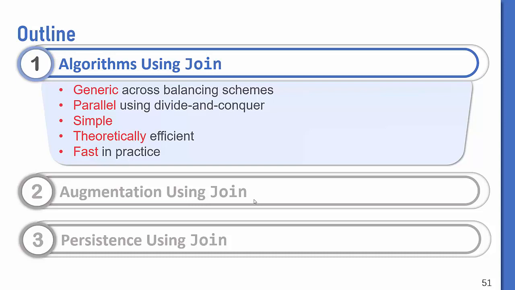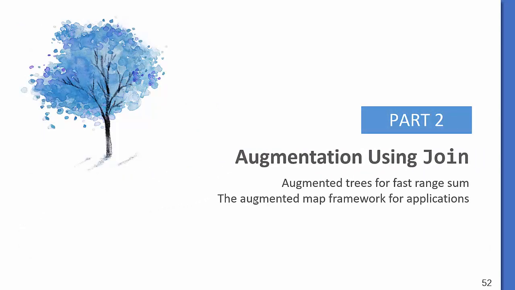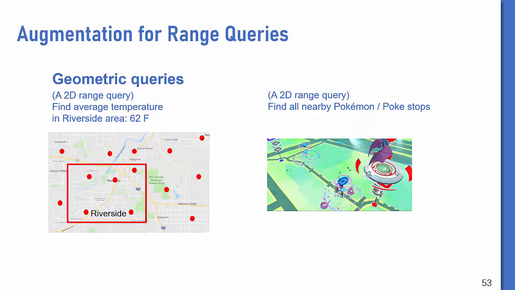So with all the algorithms, we can now consider extending the functionalities of P-trees. And next, we'll talk about augmentation. And augmentation can also be implemented using just join. Using augmentation, we are going to address some geometric or range-related applications. Some examples include the weather station problem and the Pokemon Go problem, as I mentioned earlier in this tutorial.